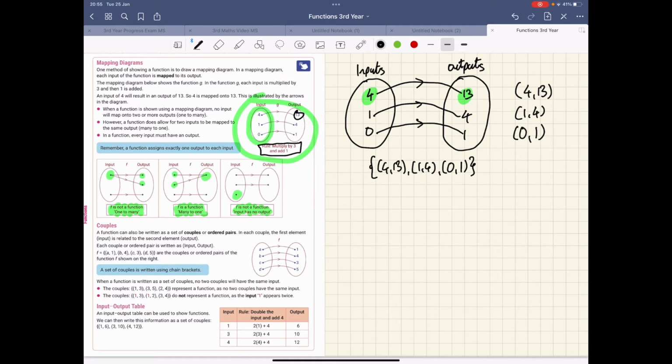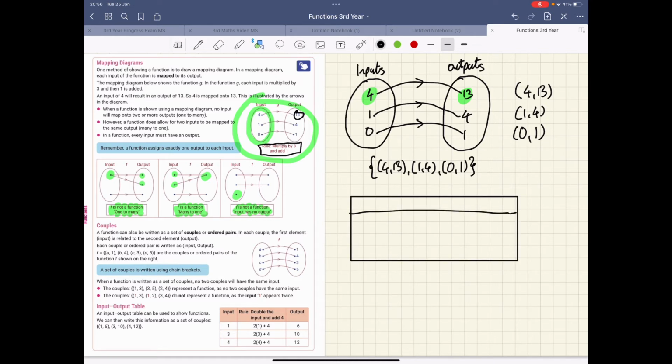You can also do an input-output table. This is a little bit more technical, but I actually think it's easier, but you guys might tell me otherwise. If I draw a table here, I'll just draw a line like that, and a line like that, and a line like that. It's not my best table, but it'll do for the moment. So you can put your inputs here, the rule here, and the output here. Just try this out.